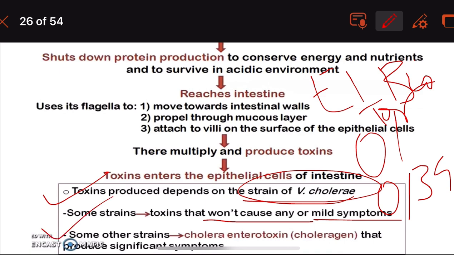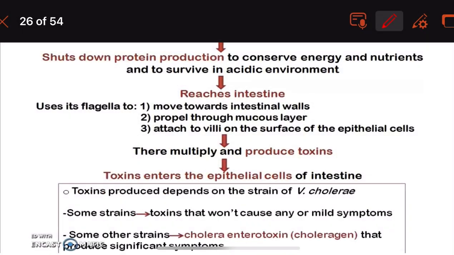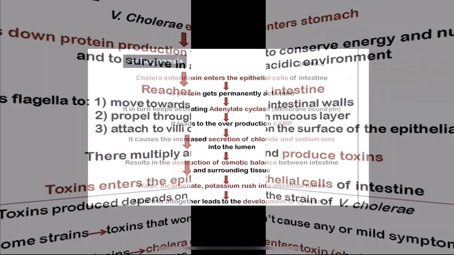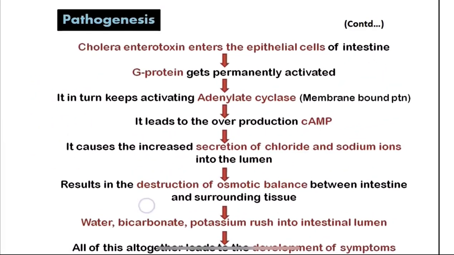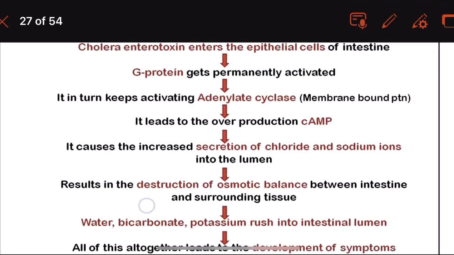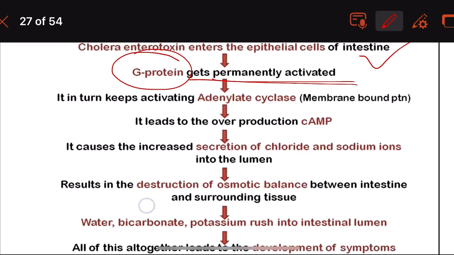Some other strains, the cholera enterotoxin choleragen, produce significant symptoms. Okay, and then we are continuing with the pathogenesis. The enterotoxin enters the epithelial cells of the intestine. Now the G protein has been permanently activated, so it keeps activating the adenylate cyclase.